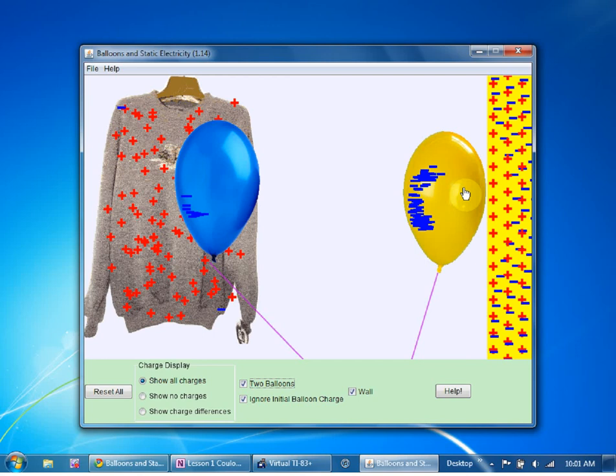What we said was between here and here, there's something that we call the gravitational field. It's invisible, but it's the gravitational field that's exerting a force on this golf ball. It's an electric field, an invisible electric field that's exerting a force on the balloon to pull it to either the sweater or the wall.